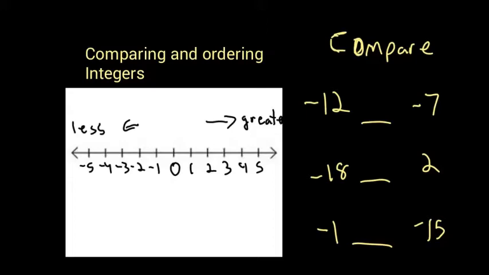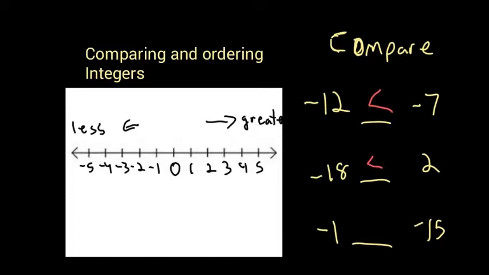So, when we compare numbers, we have negative 12 and negative 7. Well, those aren't on my number line, but negative 12 would be to the left of negative 7. So that makes negative 12 less than negative 7. When you look at the next one, negative 18 and 2, well, 2 is on my number line, and it's on the right side of the 0. Well, any negative is going to be on the left. So that makes negative 18 less than 2.